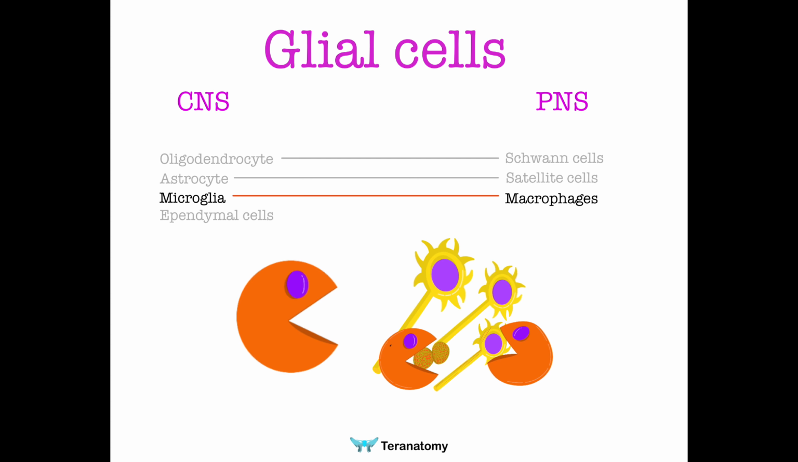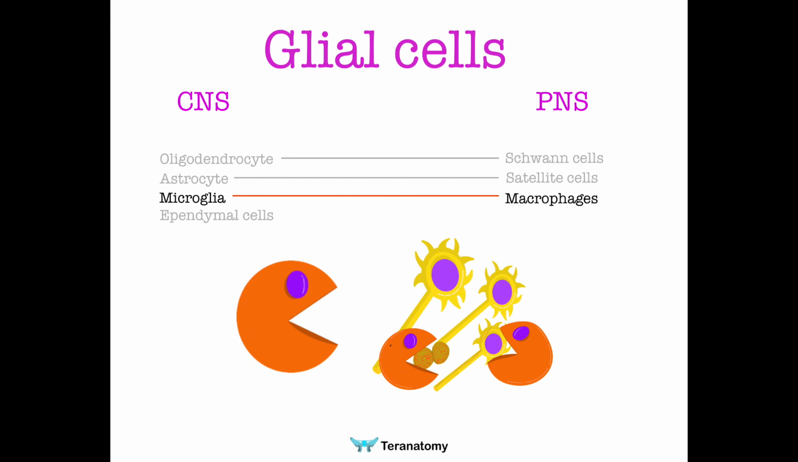Their core role is to monitor the environment, remove debris, respond to injury, and help coordinate inflammatory processes when tissue is damaged, whether due to trauma, infection, or other insults. Microglia and macrophages also assist in remodeling and repairing tissue after damage, making them essential contributors to neural homeostasis.